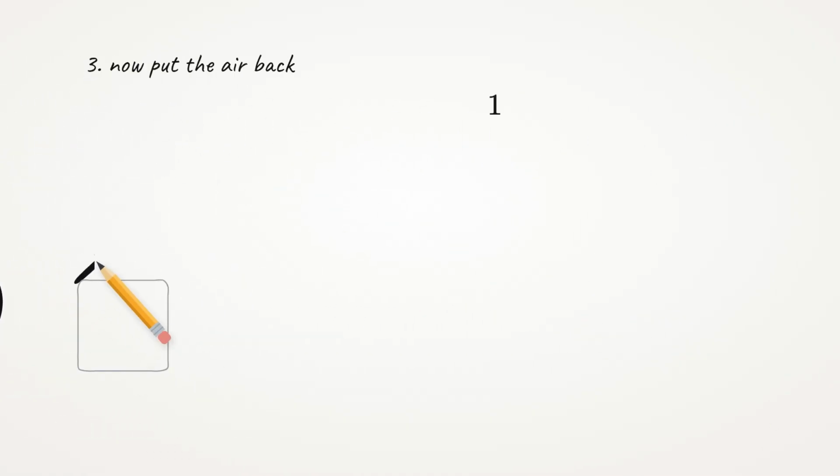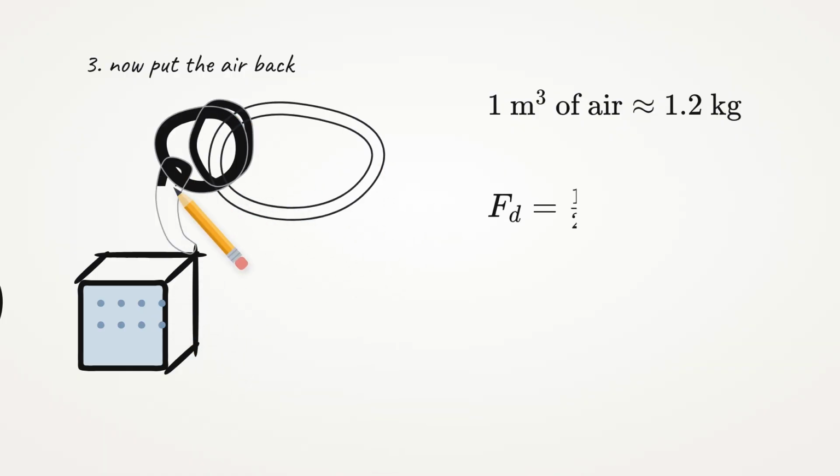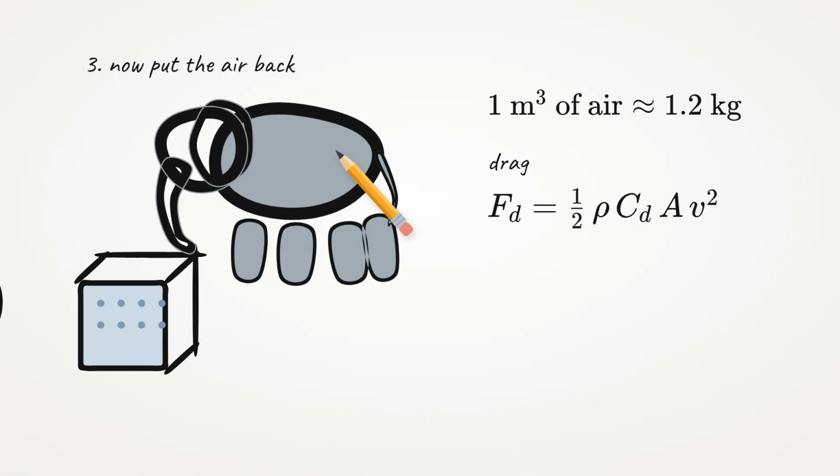But air is not nothing. A cubic meter weighs 1.25 kilograms, and the elephant has to shove it aside. The force air pushes back with is called drag. 1/2 times air density times the shape factor times frontal area times speed squared.